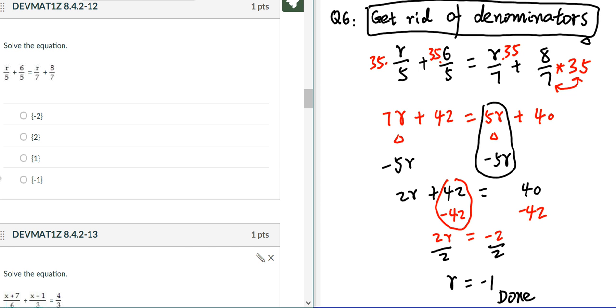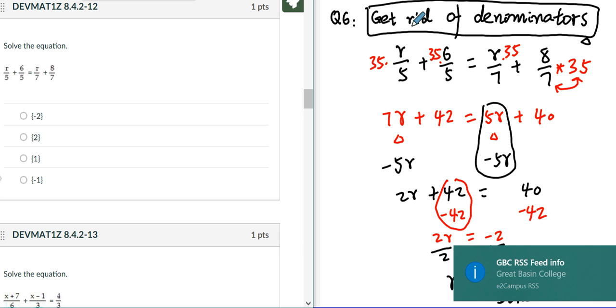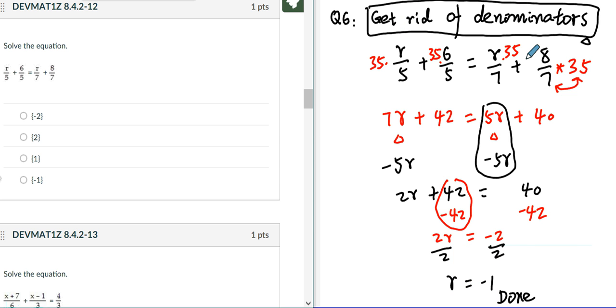Let's solve this equation. This equation is r over 5 plus 6 over 5 equals r over 7 plus 8 over 7. The first step is to get rid of denominators. Now, how do you get rid of denominators? We multiply 35 everywhere on the two sides of the equation.